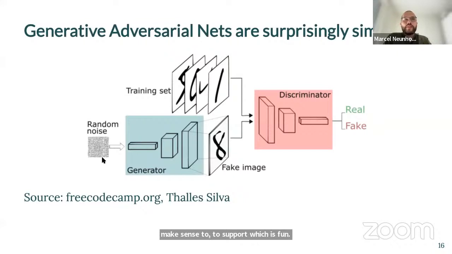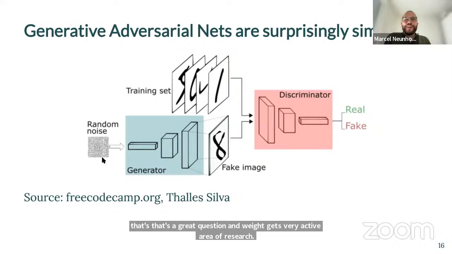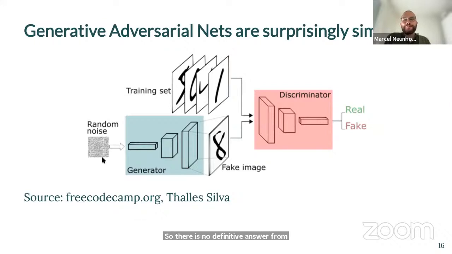So that's a great question, and it's a very active area of research. So there is no definitive answer from me at this point, but we will use a vector sampled from a standard normal in our example. Are there any other questions?